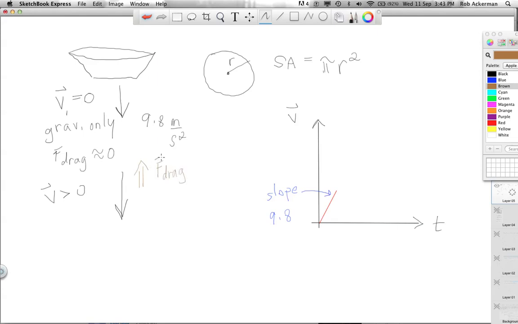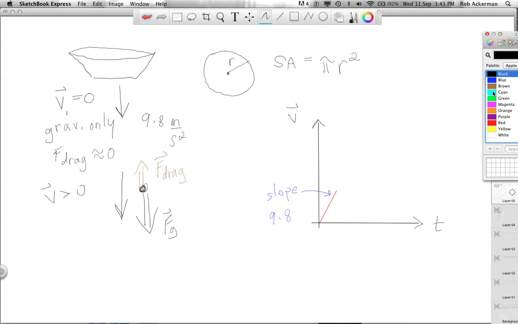Remember, drag always acts opposite the direction of motion, like when you're biking and you feel the wind pushing against you. So what have we got here? We've got drag up, but we've got gravity down. Now, think back to grade 11 free body diagrams. If you've got an object like a coffee filter that's feeling drag up and gravity down, there's still a net force down perhaps, but it won't be as great as it was in the beginning when drag was nearly 0.